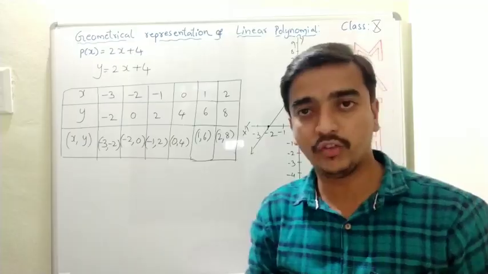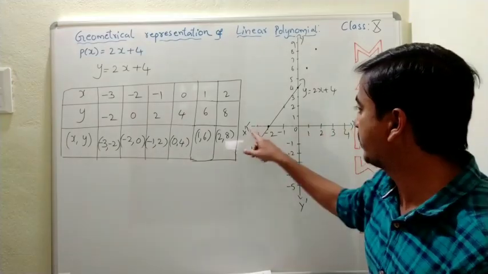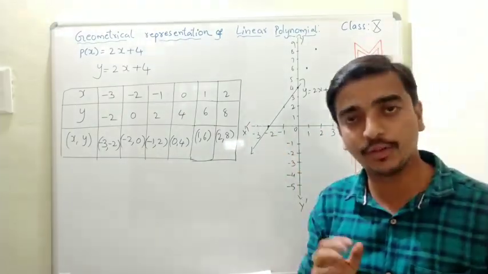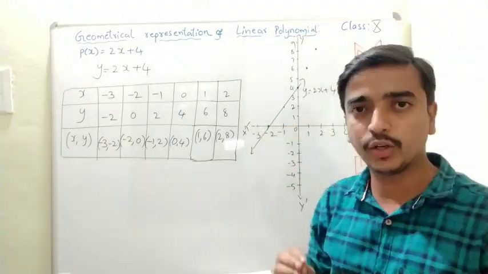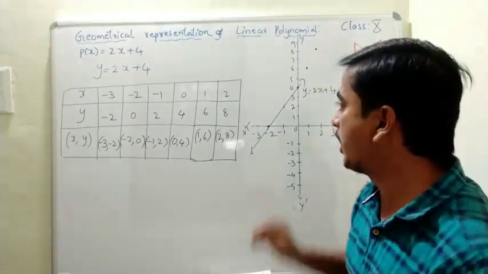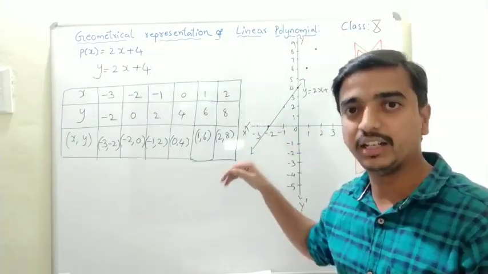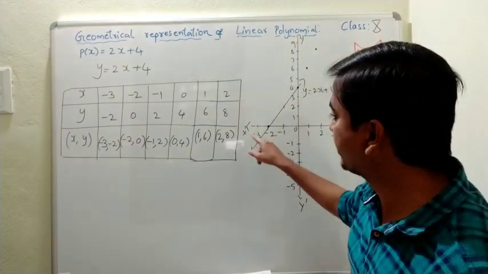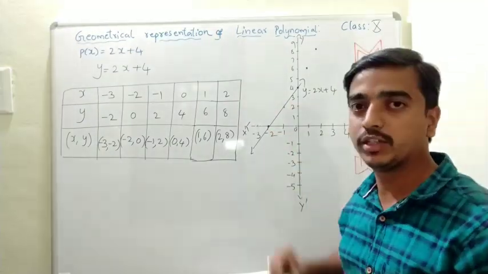So by joining these we observe that the line is intersecting the x-axis at -2. So -2 is the 0 of the polynomial. Simply remember one point. To find the 0 by the graph, at what point on the x-axis the graph is intersecting, that point is called the 0 of the polynomial. So here the line is intersecting the x-axis at -2, so -2 is the 0 of this polynomial.